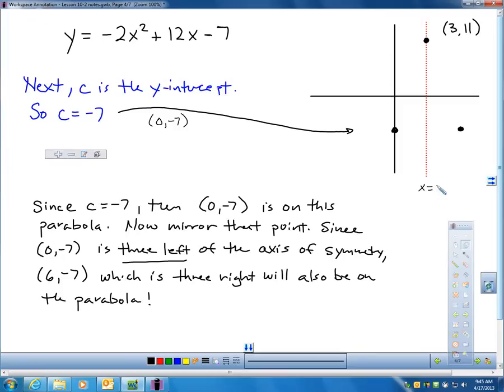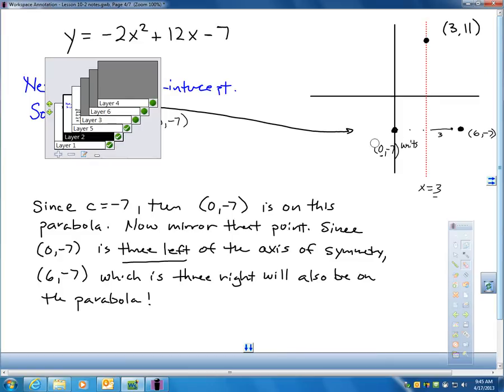This axis of symmetry is x equals 3, and this is the point 0, negative 7. The distance from here to here is 3 units, from 0 to 3. The axis of symmetry acts like a mirror, and remember, parabolas always have an axis of symmetry. They're mirrored. So if the point 0, negative 7 is on my parabola, then if I go 3 units over and mirror, the point 6, negative 7 should also be on my parabola. Let me erase that. I just wanted to go through how I'm getting the point 6, negative 7 on my parabola.